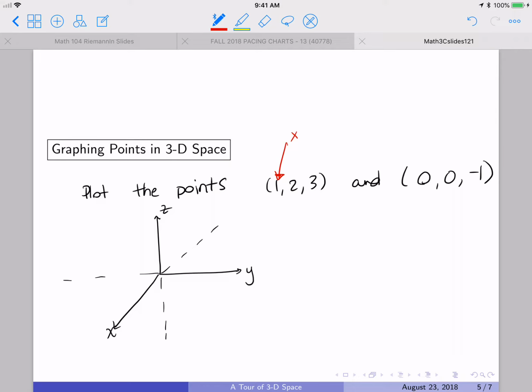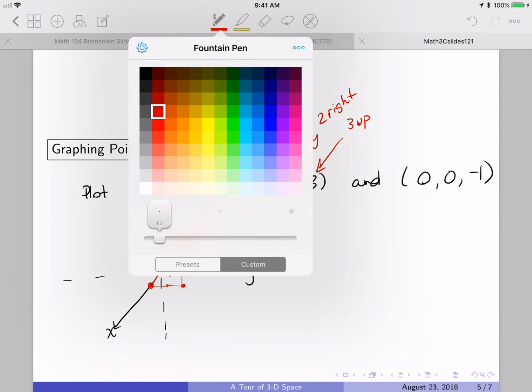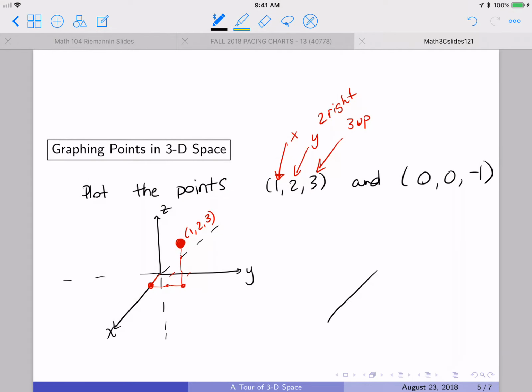the X coordinate tells me to move forward 1 unit. The Y coordinate tells me to move to the right 2 units, so it's like 1, 2. And then the Z coordinate tells me to move 3 units up. So I move up 1, up 2, up 3, and that is my point (1, 2, 3). Let's do the point (0, 0, -1).